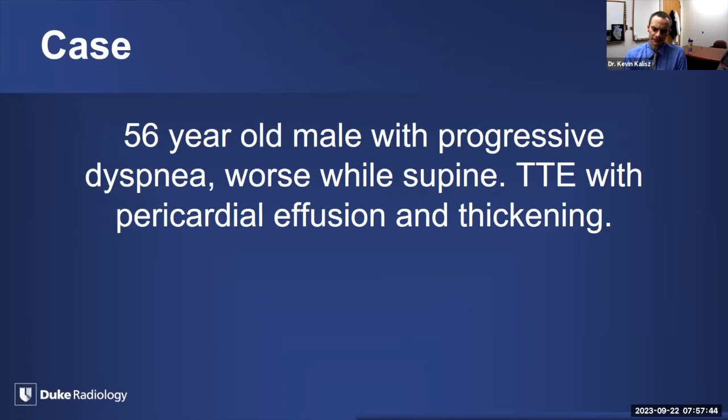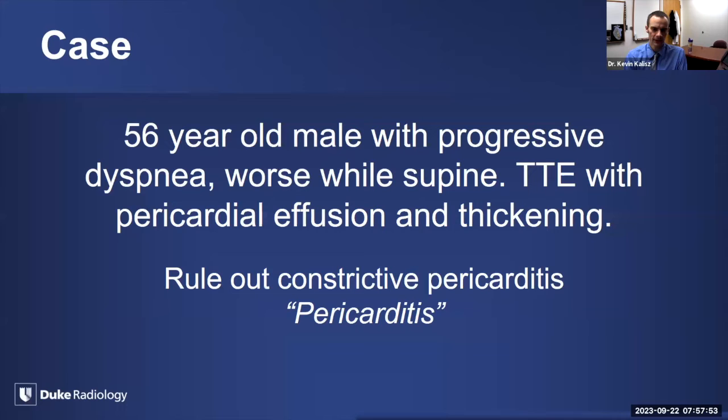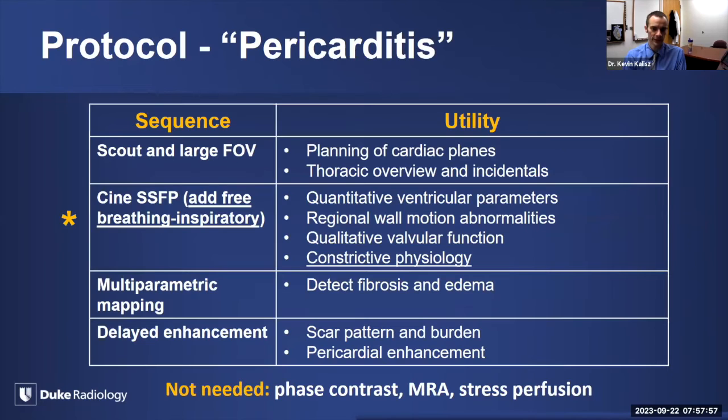Next pathology, 56-year-old male, progressive dyspnea, worse with supine positioning, TTE or echo with pericardial effusion and thickening. This is a good story for pericarditis, particularly constrictive pericarditis. This has pretty much a standard protocol. The only special addition here is with your cine images, as opposed to your static breath hold images that we get pretty much everywhere else.